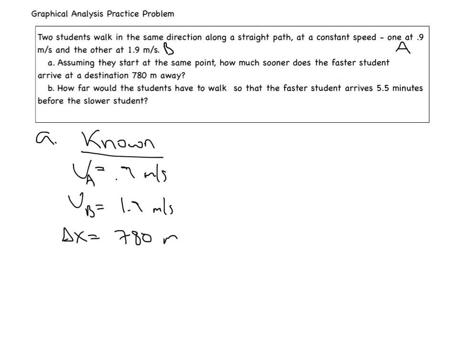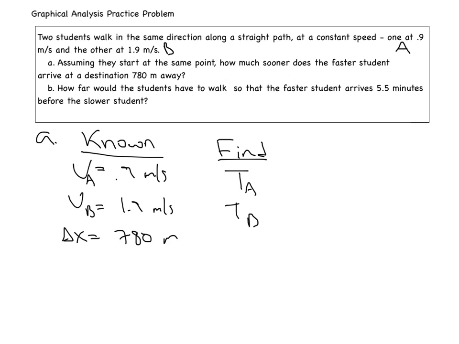So what are they trying to find? It says, how much sooner does the faster student arrive? So if you look at that, they're asking us to find time. So what we should do here, if you think about it, is we need to find the time of A and the time of B, and then we can subtract those and see how much faster student B gets there versus student A. So let's find the time of student A first.